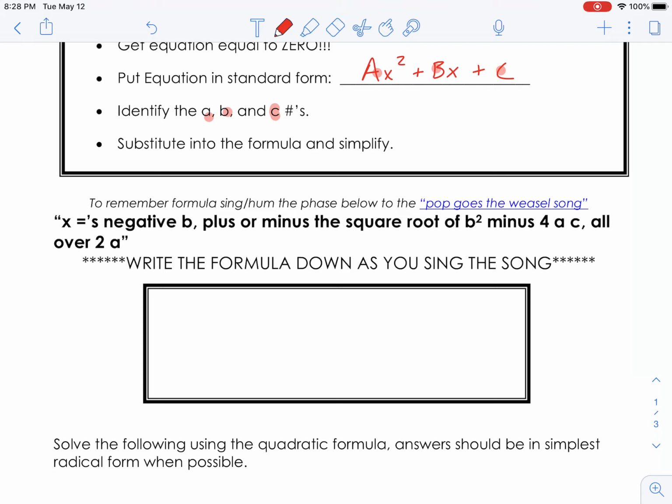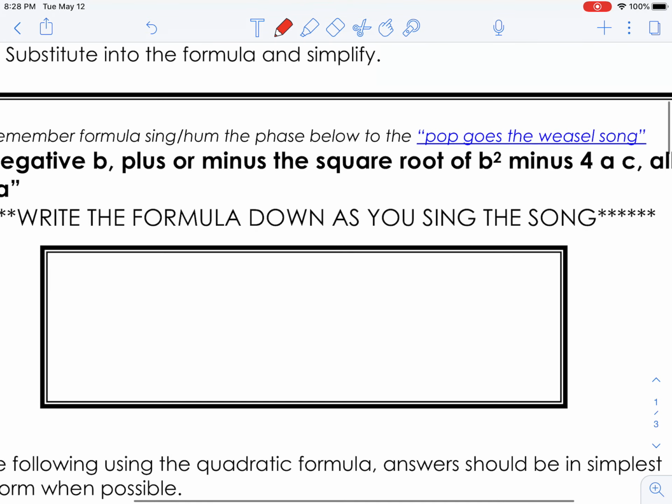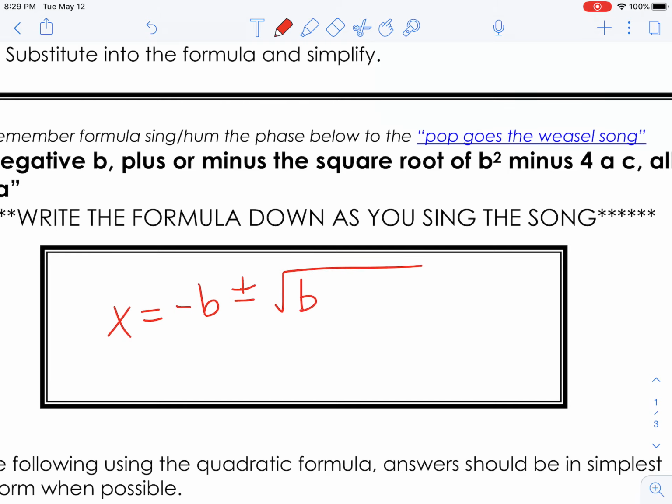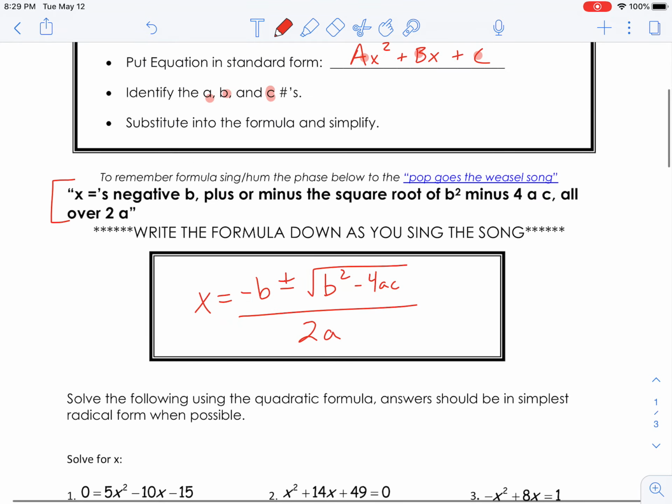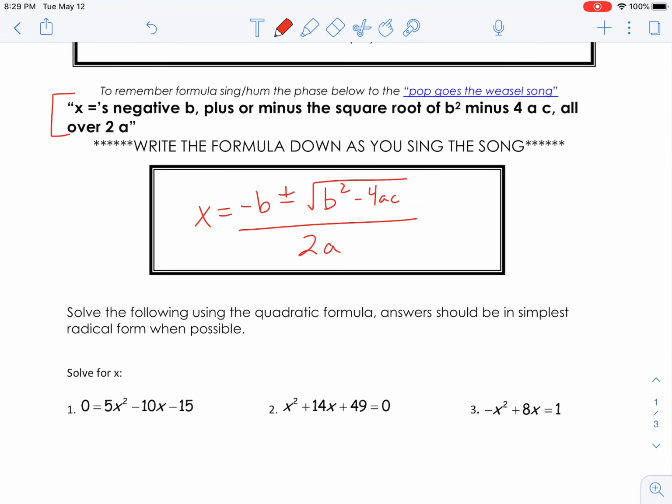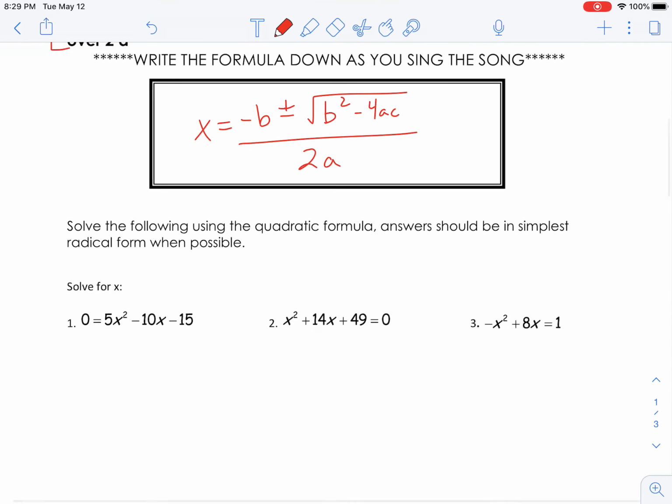So again, just to quickly sing it, don't make fun of my singing, but it's x is negative b plus or minus the square root of b squared minus 4ac all over 2a. So again, Pop Goes the Weasel song, x equals negative b plus or minus, the plus or minus accounts for both the positive and the negative, b squared minus 4ac all over 2a. And what you're going to do is plug in for every single one of the variables, except for the x.